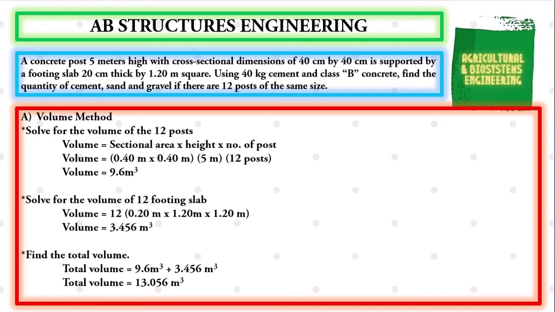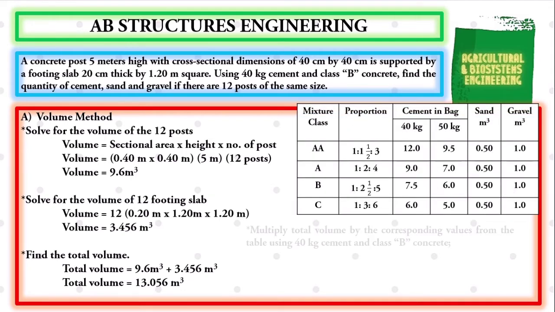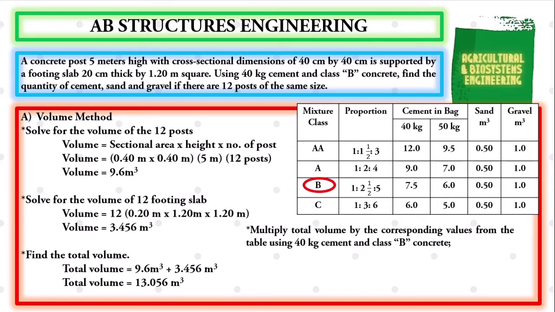After solving the total volume, we multiply it by the corresponding values from the table. This table is the basis for all computations in the quantity of cement, sand and gravel if we are using the volume method. This table is from Max Fajardo's book named Estimate. Now, the problem requires a Class B mixture under 40 kilograms cement. We have a cement value of 7.5, sand of 0.50 and gravel of 1.0.